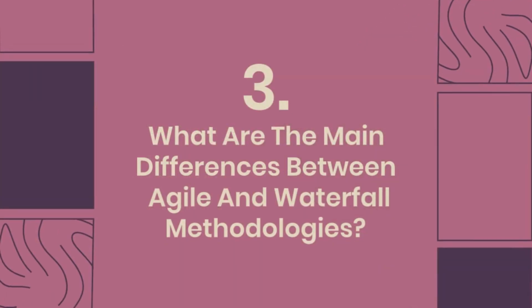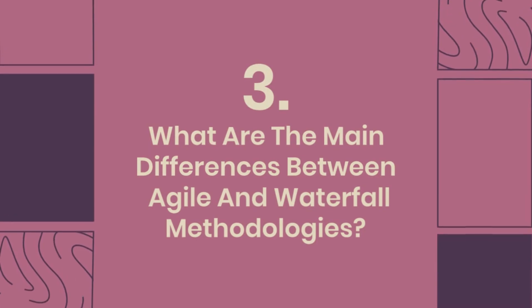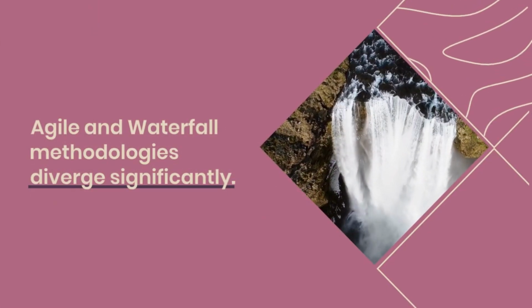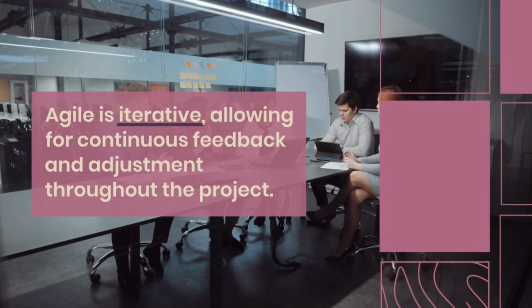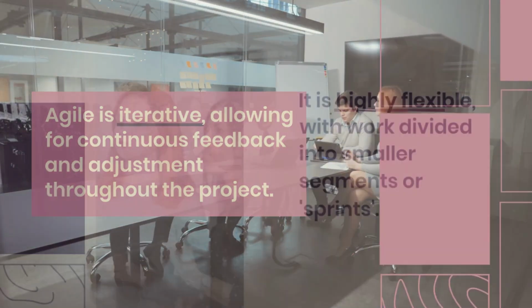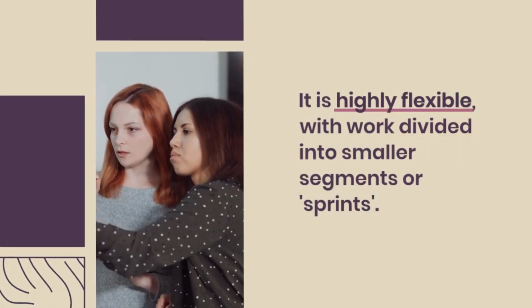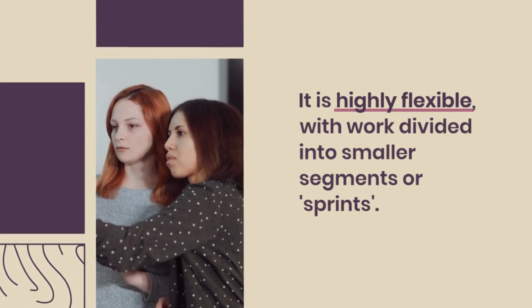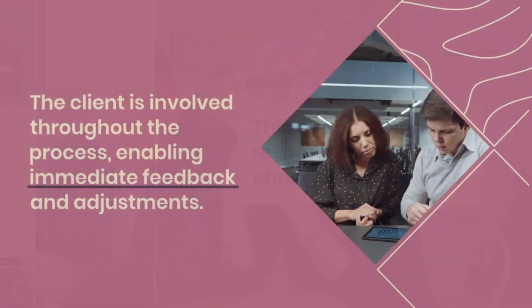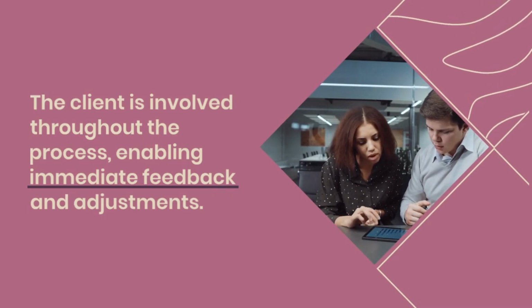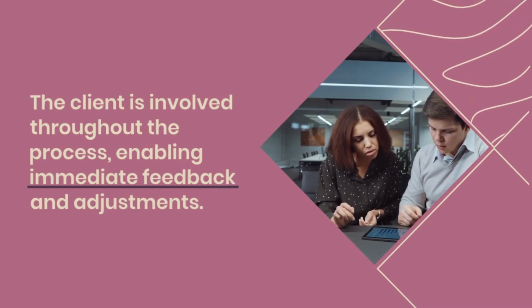3. What are the main differences between Agile and Waterfall methodologies? Agile and Waterfall methodologies diverge significantly. Agile is iterative, allowing for continuous feedback and adjustment throughout the project. It is highly flexible, with work divided into smaller segments or sprints. This enables teams to respond quickly to changes or problems. The client is involved throughout the process, enabling immediate feedback and adjustments.